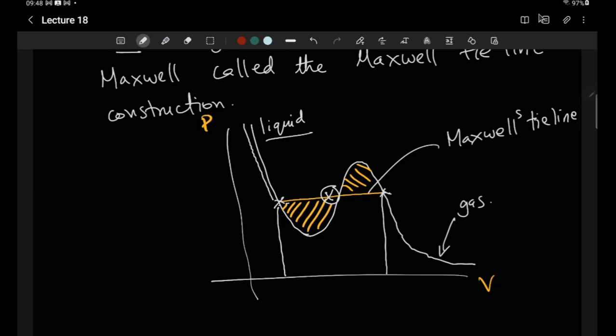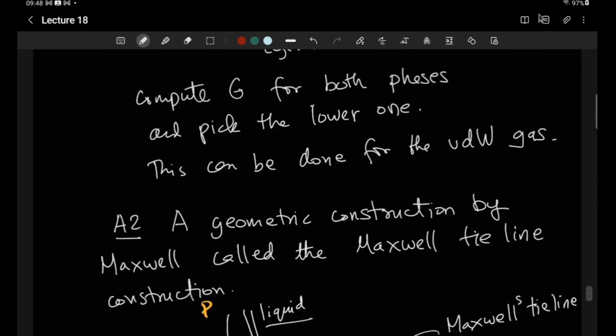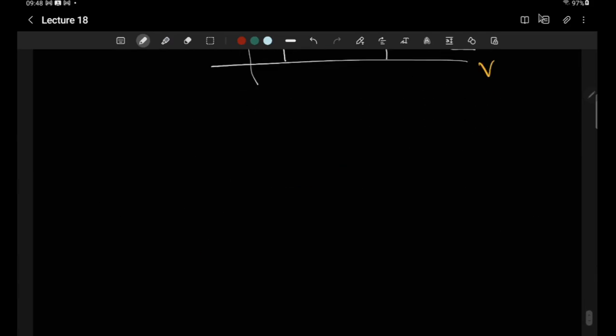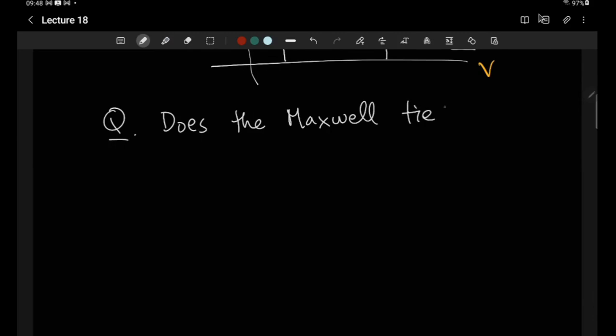Of course, answer 1 is kind of cleaner. I'll finish here today with a simple question: does the Maxwell tie line construction follow from A1, the first answer?